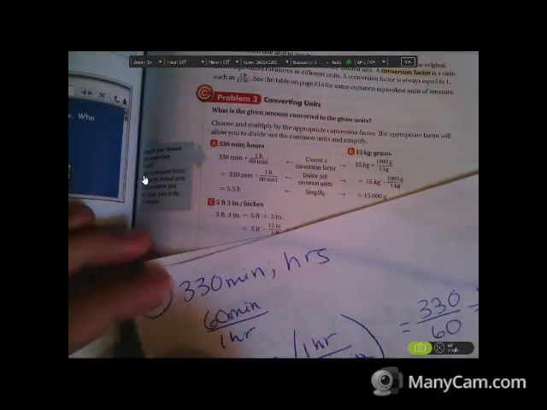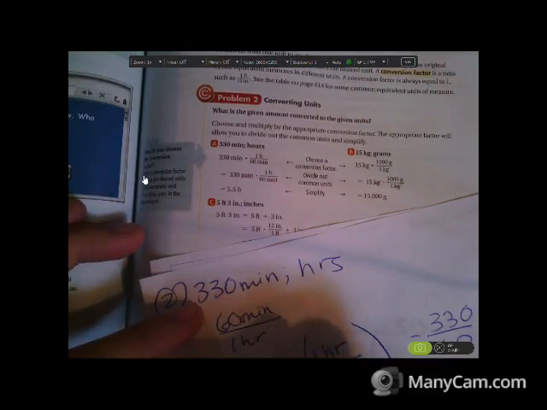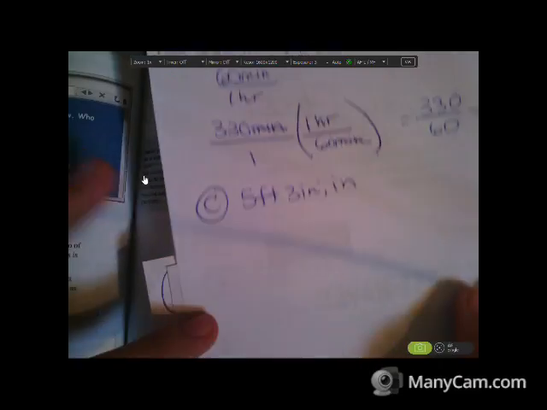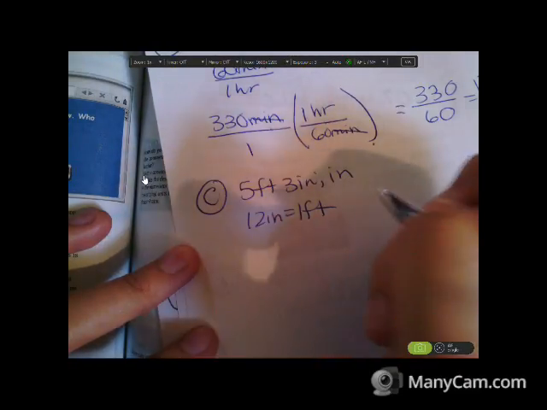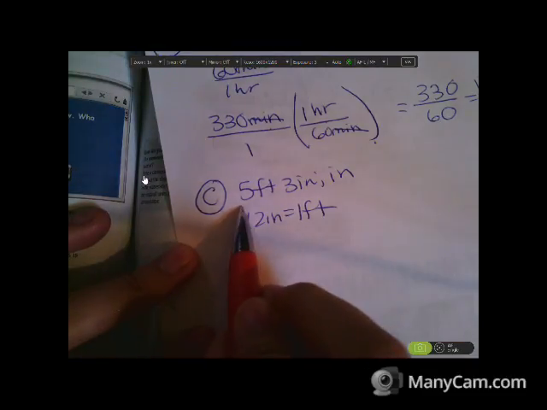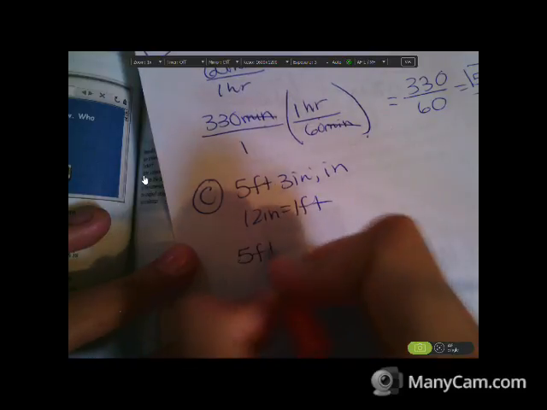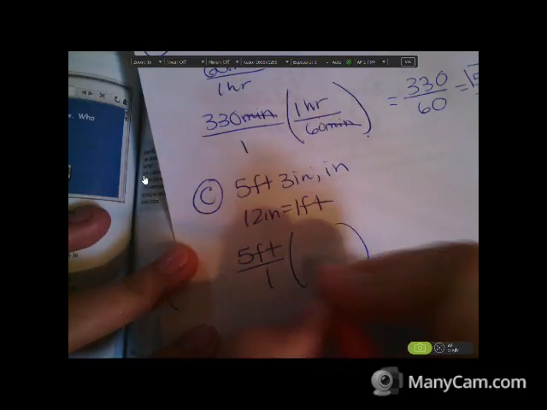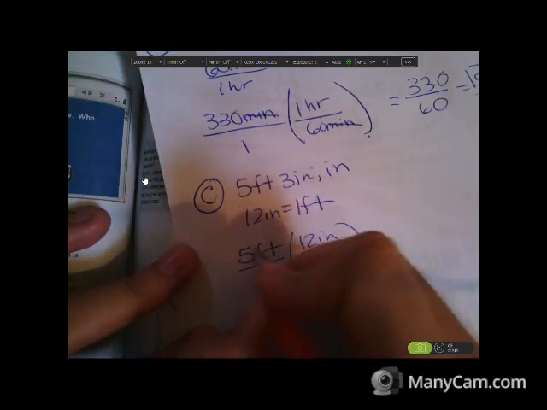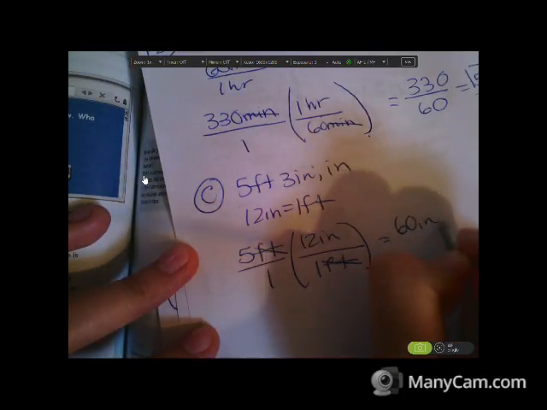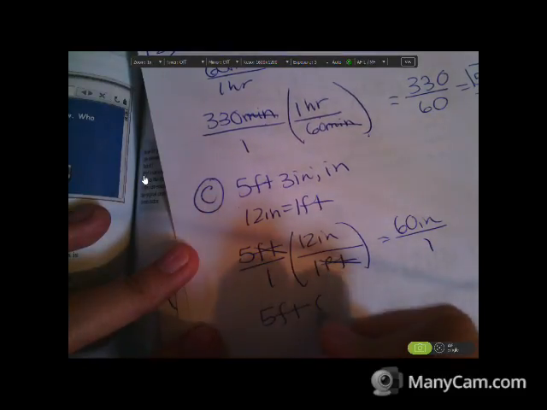Let's do C. 5 feet, 3 inches into inches. So, how many inches are there in a foot? 12 inches equals 1 foot. So therefore, let's look at how many inches are in 5 feet. So I'm going to do 5 feet over 1, and I'm going to put 12 inches on top and 1 foot on the bottom. So my feet cancel out, and I'll put 60 inches over 1. So 5 feet equals 60 inches.